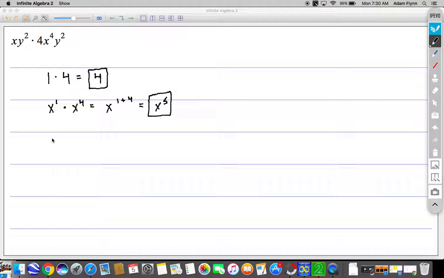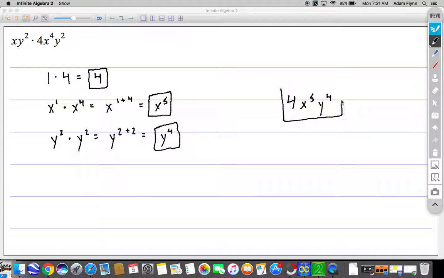Now let's take care of the y's. So we've got y squared, or y to the 2nd power on the left side, and the same on the right side. So when we multiply these two together, we get y to the 2 plus 2, which is 4. Okay, so this simplified ends up being 4x to the 5th y to the 4th.